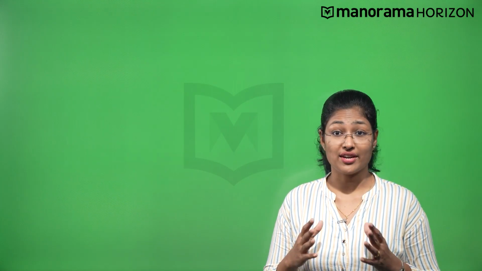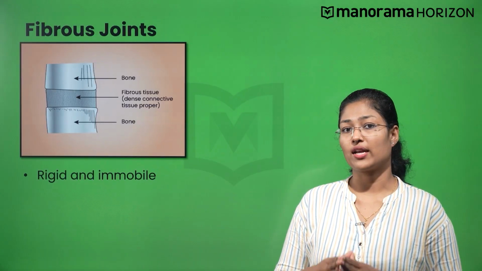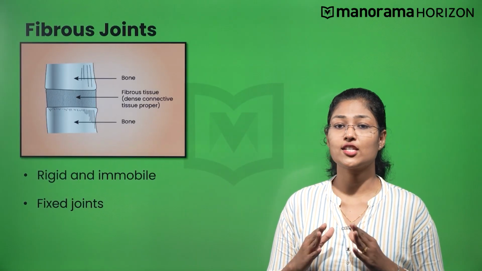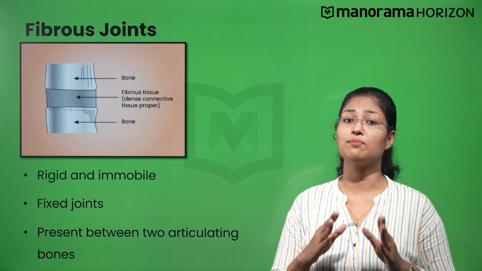Have you ever thought about what happens if different parts of the skull move? This would lead to damage to the brain, right? So, joints of such areas should not move. Fibrous joints are rigid and immobile. We call them fixed joints, and they are present between the two articulating bones.